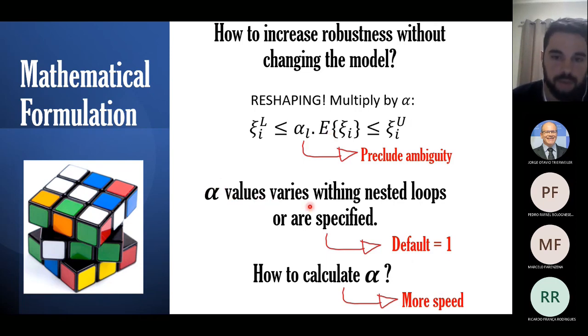So here, alpha values vary within nested loops or are specified. So the default value is equal to 1, okay? So you will start with 1, and you are going to vary it in a way that you have to respect the lower and upper bounds, okay? So how do we calculate alpha to make it faster? We're going to talk about it later.